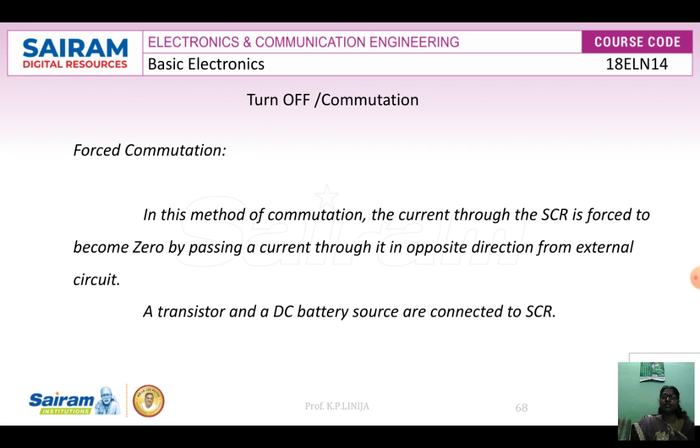Then coming to forced commutation. In this method, the current flowing through the silicon control rectifier is forced to become zero. How can we force it to be zero? By using some external circuit, we pass a current through the SCR in the opposite direction. Naturally, the positive current and negative current cancel each other. So we are purposely, intentionally making the silicon control rectifier turn off. This process is called forced commutation.